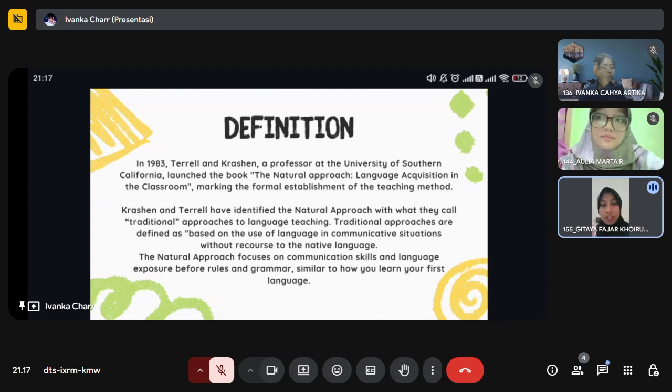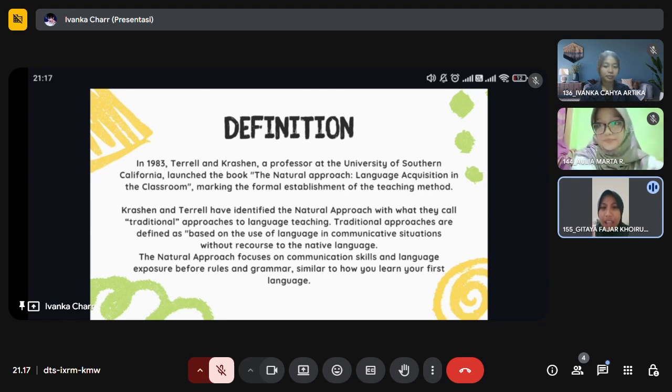Okay, before we get to the definition, in the early 1970s, a new interdisciplinary research field, second language acquisition, emerged in the United States. And then several years passed with various changes. And in 1983, Terrell and Krashen launched the book with the title The Natural Approach: Language Acquisition in the Classroom, making the formal establishment of the teaching method.